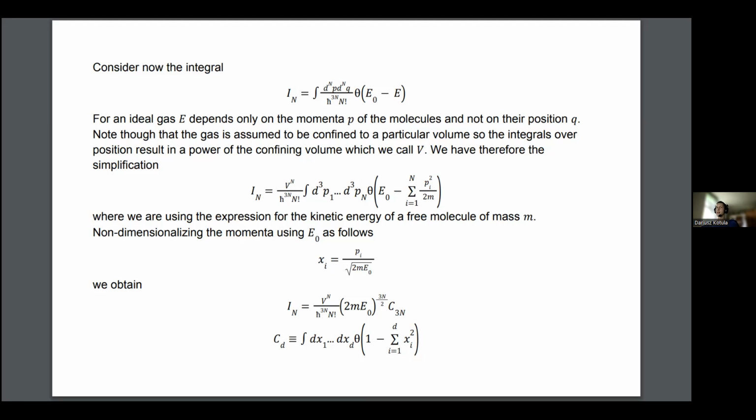We obtain that In equals the volume V to the power of n divided by the reduced Planck constant to the power of 3n times the factorial of n, times 2 times mass m times the mean thermodynamic energy E0 to the power of 3n over 2, times C3n, where this Cd is identical to the integral of dx1 up to dxd times the Heaviside step function theta of 1 minus the sum from i equals 1 to d of xi squared.